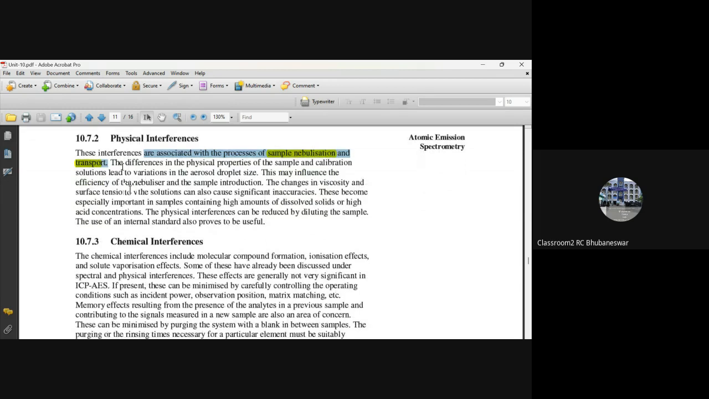So the difference in physical properties of the sample and the calibration solution leads to variation in the aerosol droplet size also. This may influence the efficiency of the nebulizer and the sample introduction. How you are introducing the sample into the sample compartment also affects a lot.